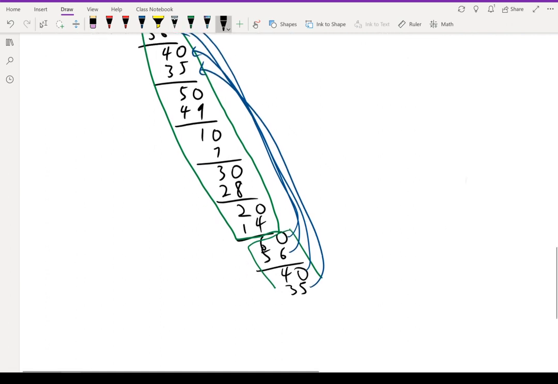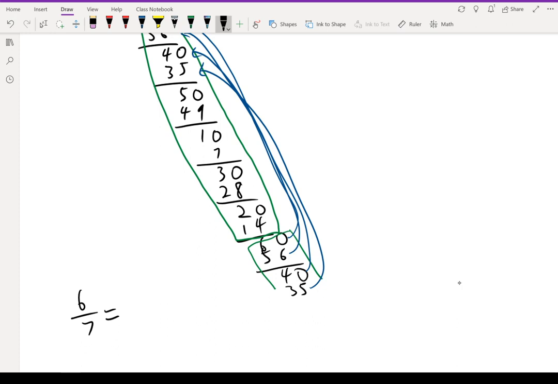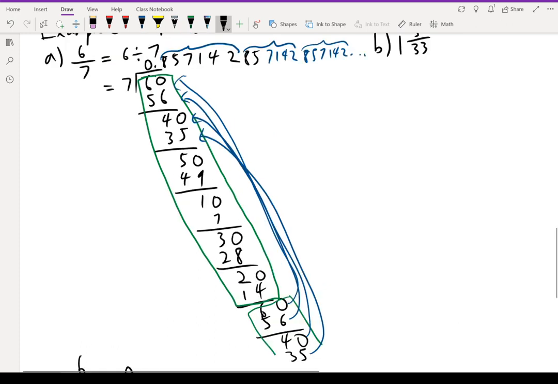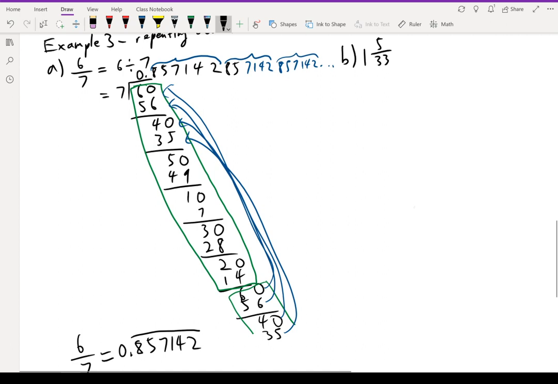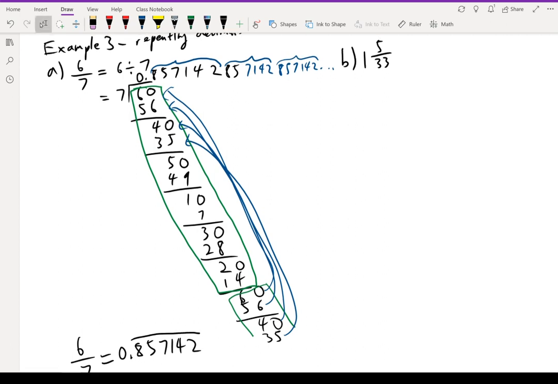So 6 over 7 is equal to 0.857142, and I'm going to put a line on top of all of it. So that's part A. Now, we have a second one, 1 and 5 over 33. I don't need to worry about the 1 because it's just 1 plus 5 over 33. And 5 over 33 is the same as 5 divided by 33. And using long division, it's going to be a little bit hard this time.